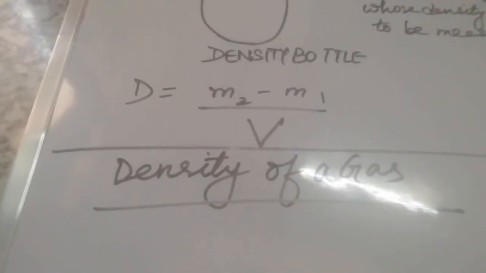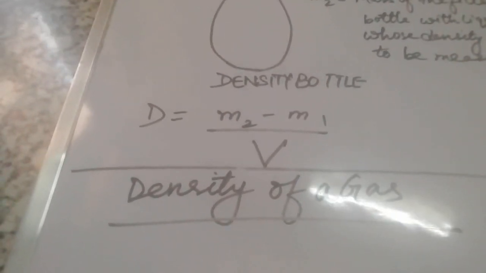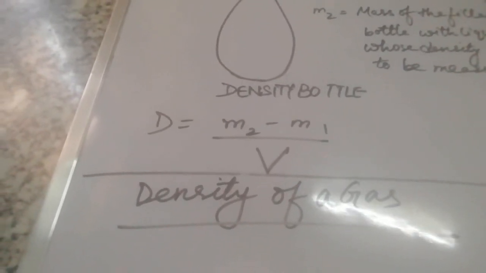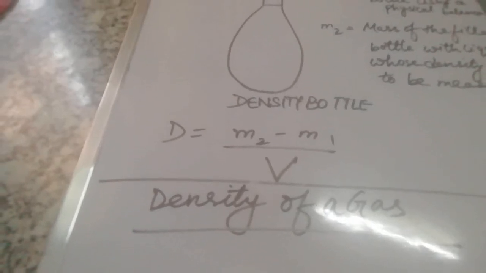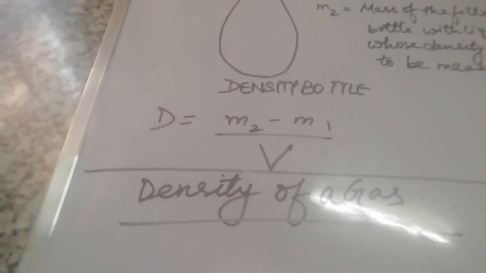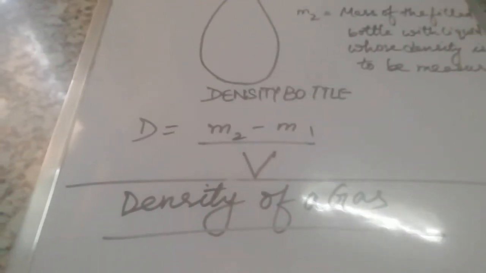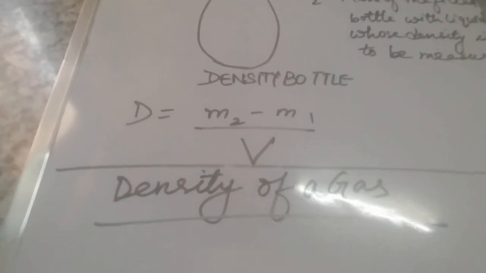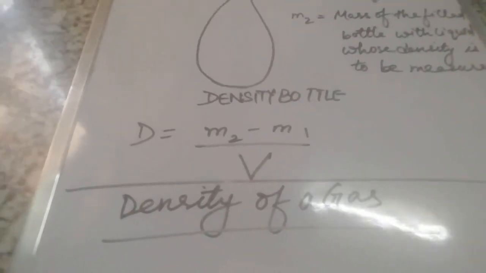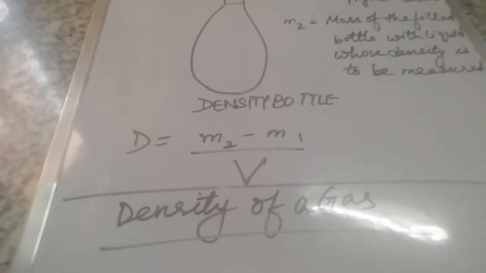In your book on page number 21, there is a table given in which the materials and their densities are given. Just observe that table and find out the densities of different substances like ice. What is the density of ice? The density of ice is 0.920. Whereas what is the density of water? It is 1 gram per centimeter cube. That means the density of water is more than the density of ice.